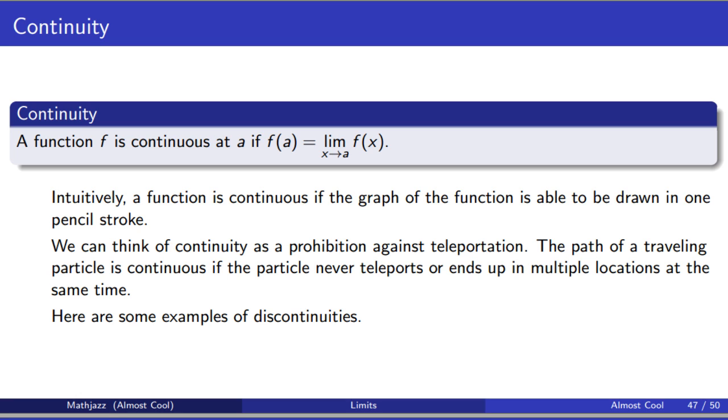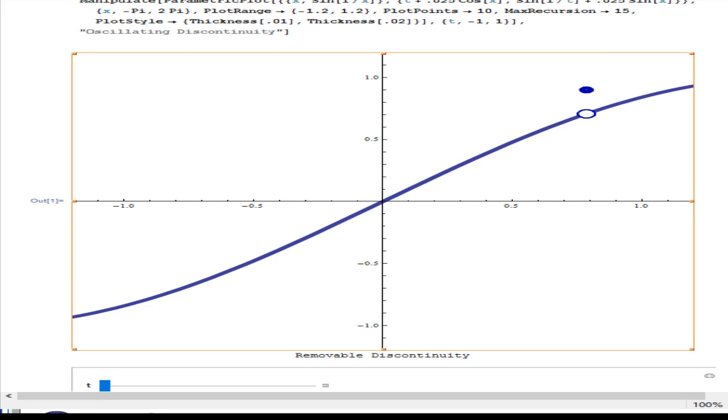Here are some examples of discontinuities. This is a removable discontinuity. It's called a removable discontinuity because this gap here can be removed by dragging the value that the function has, up here at this colored in dot, down to be in line with the rest of the function. That's another way we can think of continuity: a function is continuous if at every point the function points to its own value at that point.